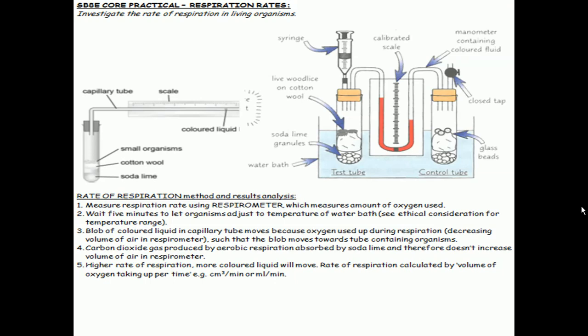So if there's a faster rate of respiration, that means more oxygen would have been used up. So that means the volume would have decreased, and the blob of liquid in the capillary tube will move towards the organism, and the rate that it moves can then be calculated. In other words, it's the volume of oxygen that's taken up divided by how long you time it, and if that calculated rate is faster, in other words, if the liquid moves quicker, or it moves a bigger distance in a certain amount of time, then that means the rate of respiration was a lot faster, because the organisms used up more oxygen, and that decreased the volume.